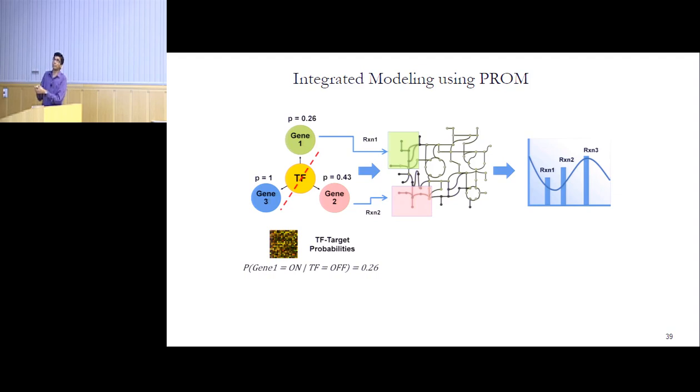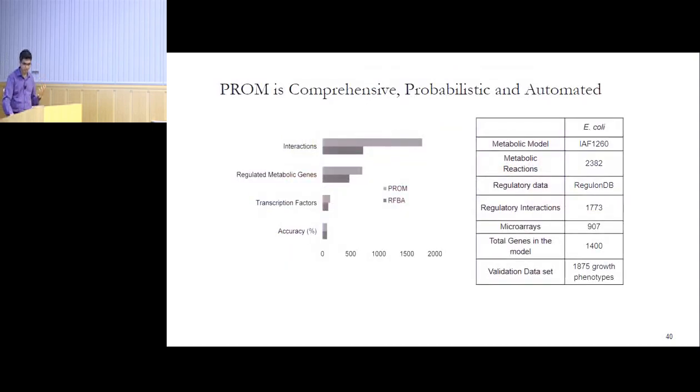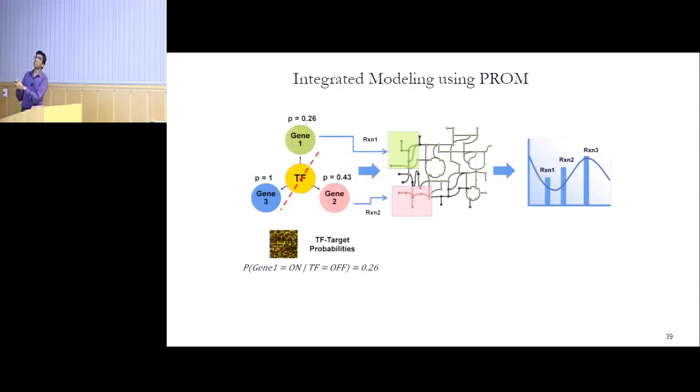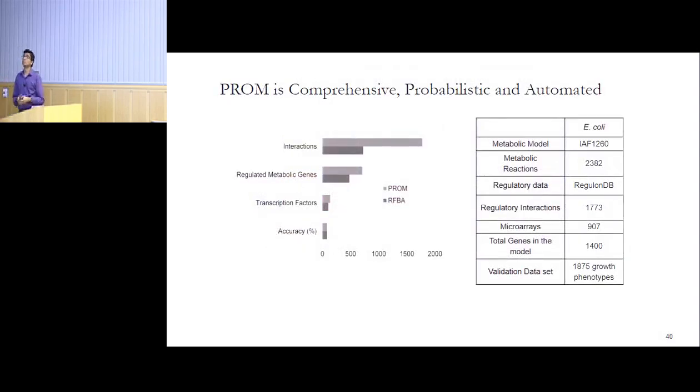For example, in this case, PROM might say when this transcription factor is off, this gene has a 26% probability of being on. So we can use these probabilities in our modeling. Rather than turning genes completely on or off, we can have more nuanced regulation of metabolic fluxes. This is how it pans out at the systems level. We used PROM to build a model for E. coli, where we have more than 2,000 metabolic reactions, more than 1,700 regulatory interactions, and use data from more than 900 microarrays. By combining these different kinds of data, we can ask complex questions like what happens when I knock out a transcription factor, or change the metabolic condition, and how does that affect the growth of the cell.